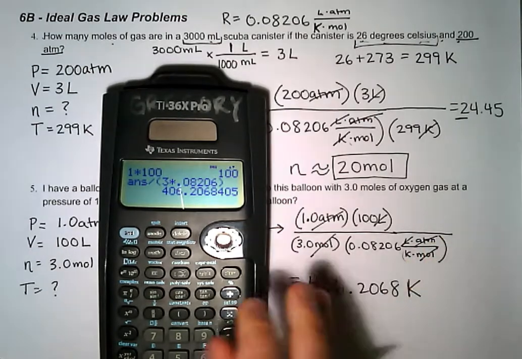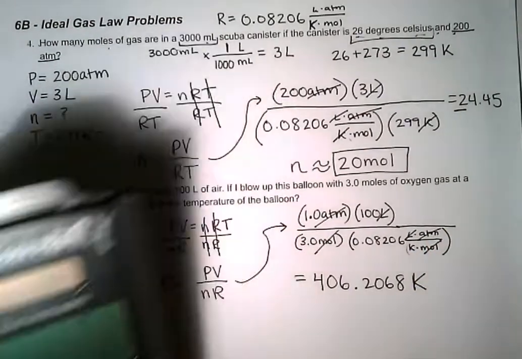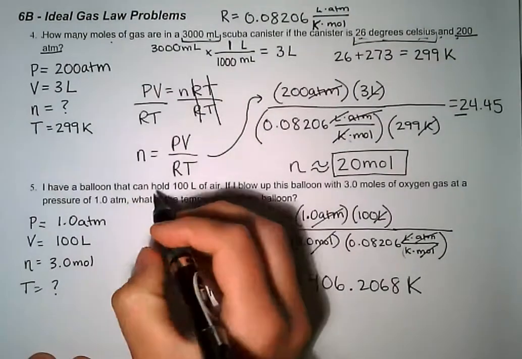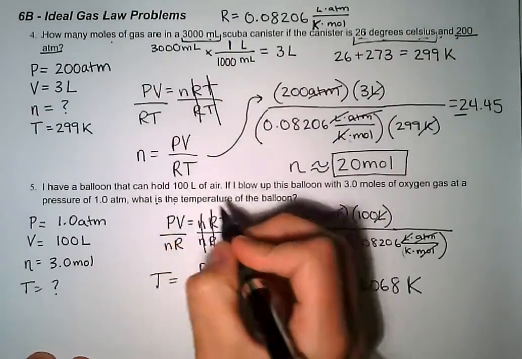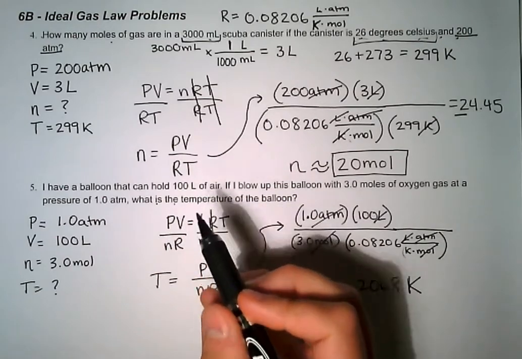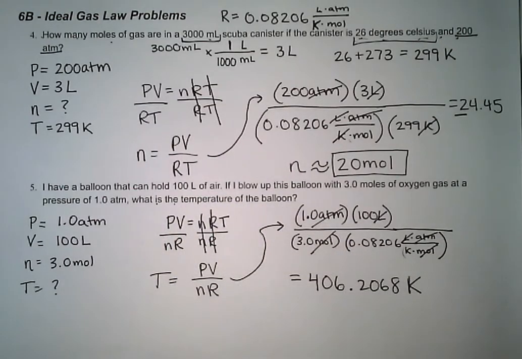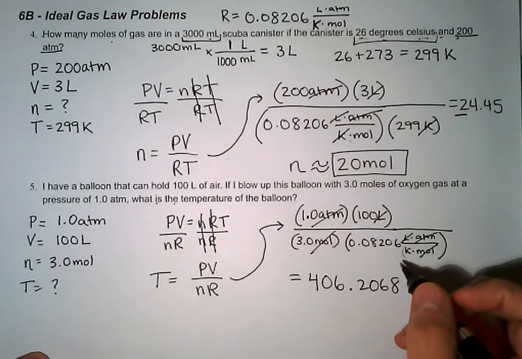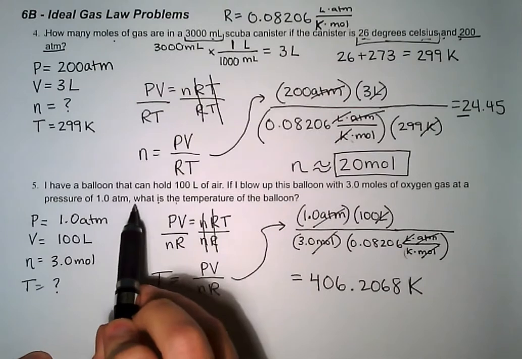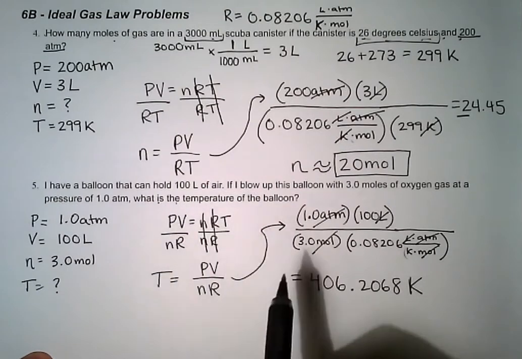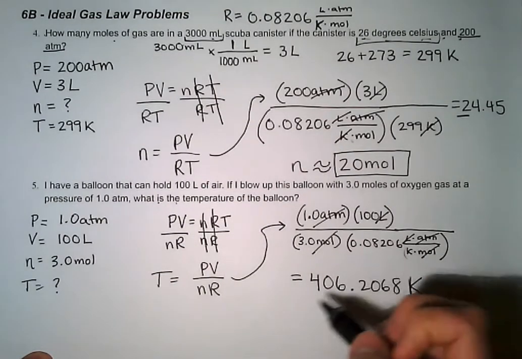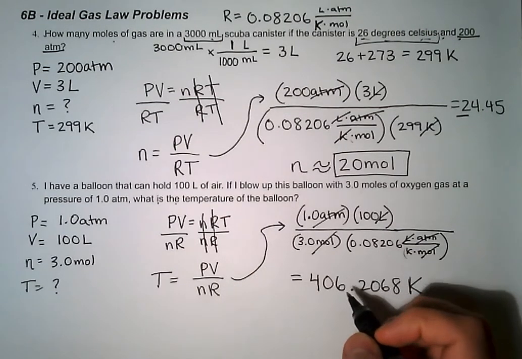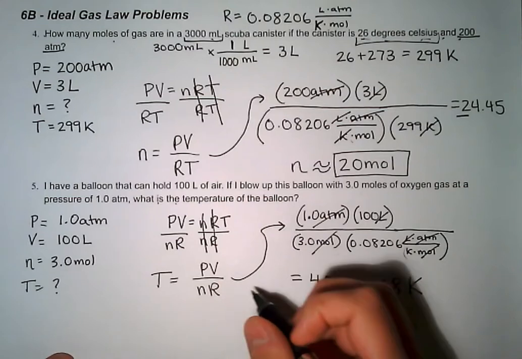But we want to double check in the problem and make sure it doesn't specify what units of temperature we need. It just says, what is the temperature of the balloon? It doesn't specify whether it needs to be in Kelvin or degrees Celsius, so we can go ahead and leave it in Kelvin. But sometimes problems will specify, what is the temperature in degrees Celsius, in which case you would need to convert this back to Celsius by subtracting 273. So let's do both things, and we'll just put both answers here.